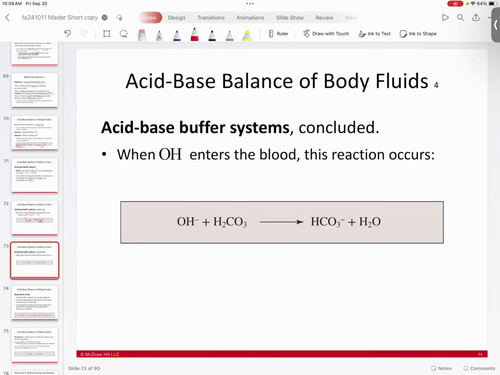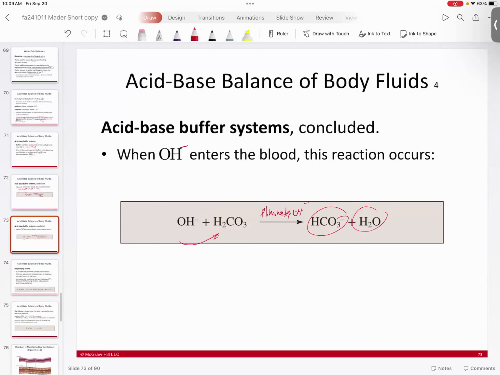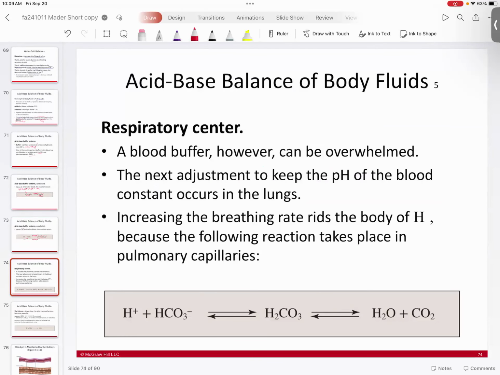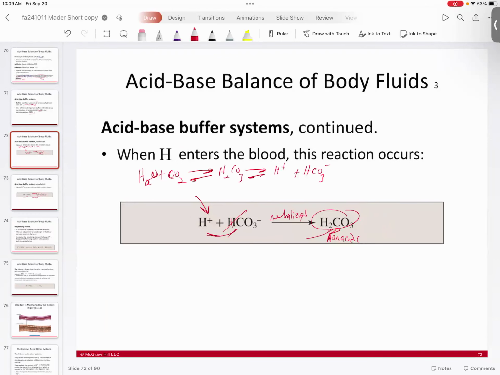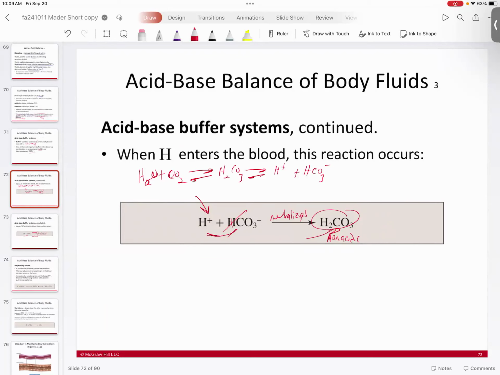Now, if you add a hydroxide ion, that's going to interact with the carbonate ion, creating bicarb and water. This neutralizes or eliminates that hydroxide ion, therefore maintaining your pH. And that's the whole point of a buffer. So our blood buffer, given down here with the reverse reaction, can be overwhelmed, right? This is what we just looked at here: the buffer maintenance of pH.